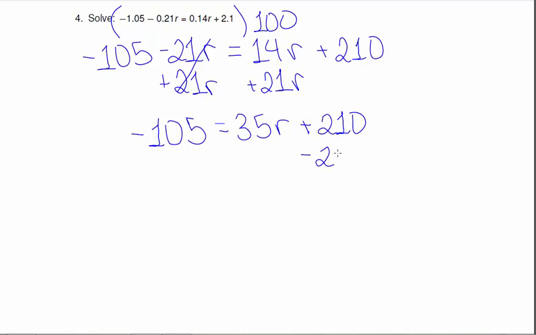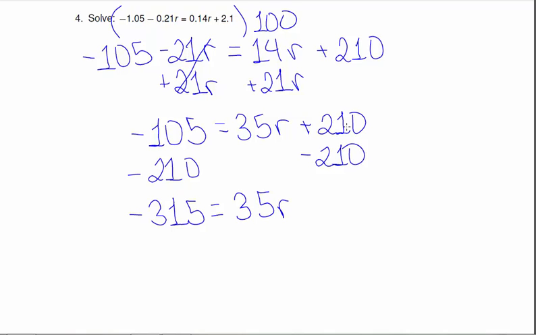Now we want to get the constants on the same side, so I'll subtract 210 from both sides. Minus 105 minus 210 is negative 315. And this is equal to the right-hand side, which is 35r, since the constants cancel. Now to get rid of the number in front of r, we'll divide both sides by 35. Negative 315 divided by 35 gives us negative 9.